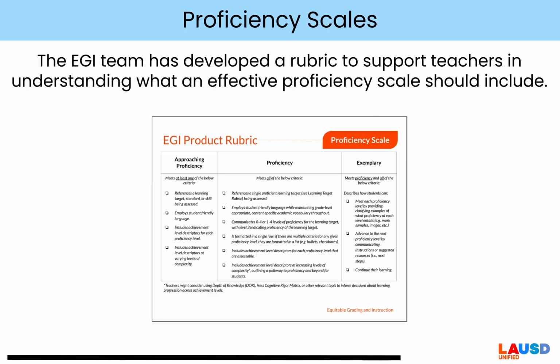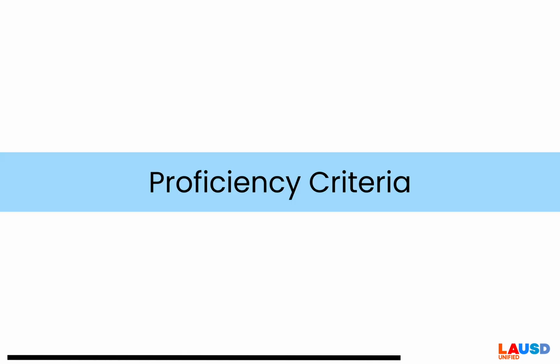The EGI team has developed a rubric to support teachers in understanding what an effective proficiency scale should include. On the screen now, we're seeing that EGI product rubric, and you can see there are criteria listed for approaching proficiency, proficiency, and exemplary. In this video, we're going to take a deep dive into those proficiency criteria.